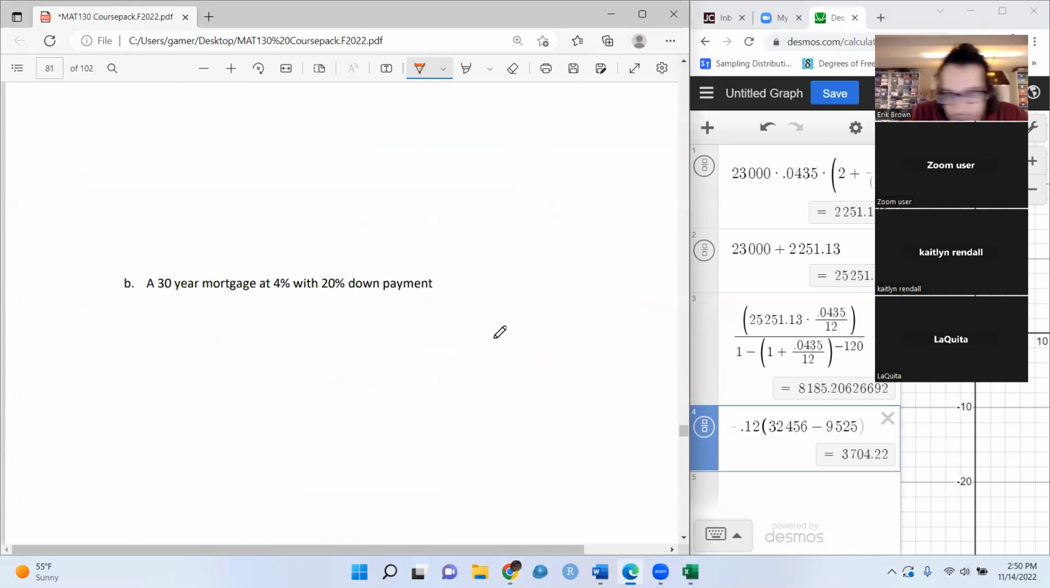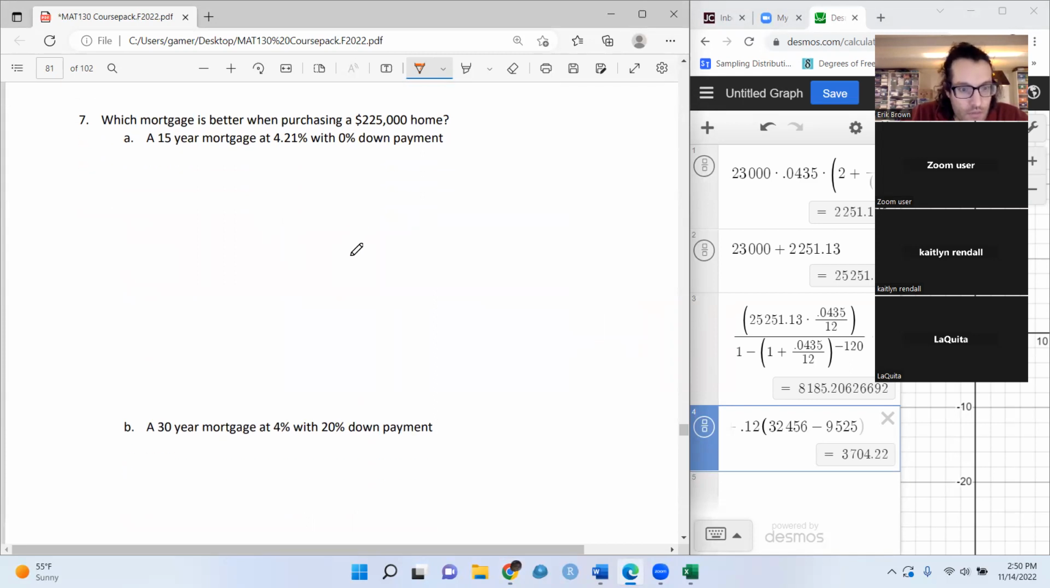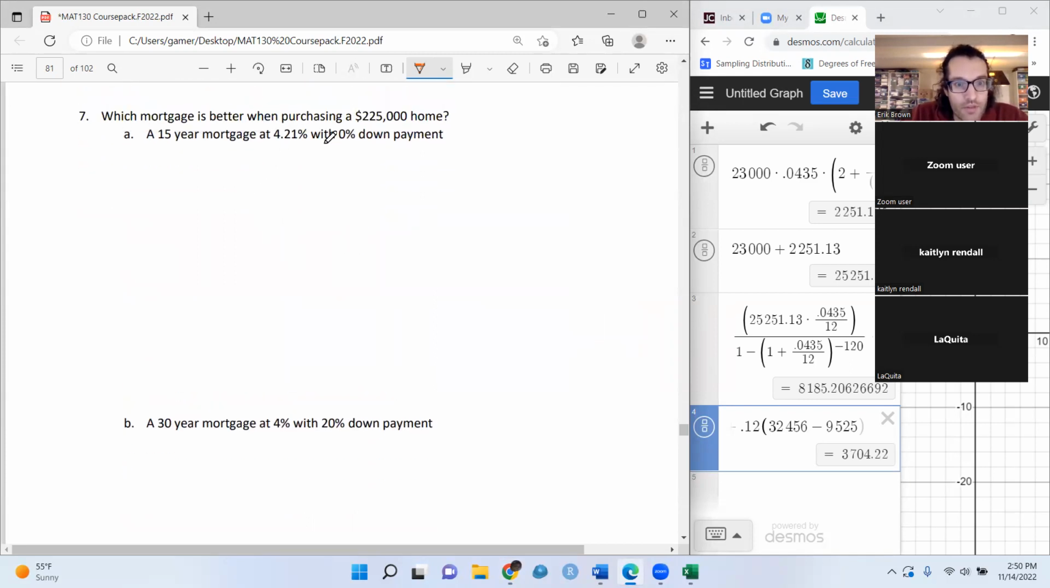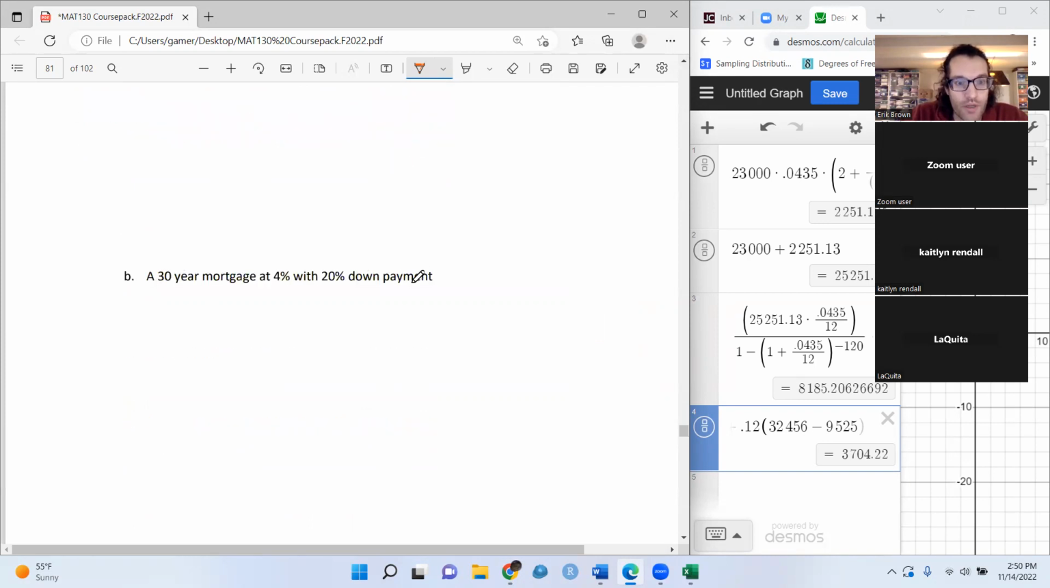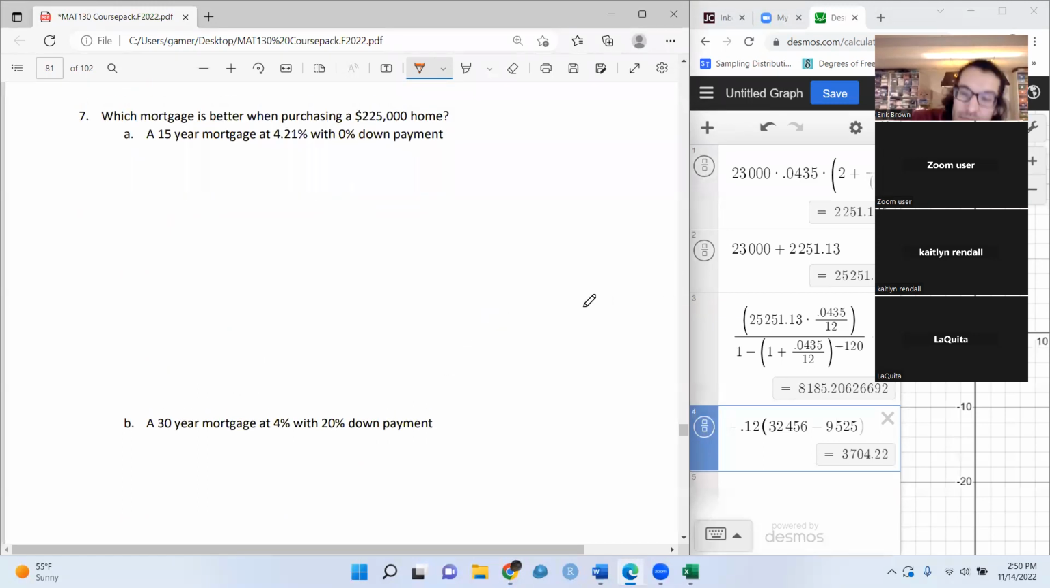Here's a mortgage question. 10 minutes. We can do this. It says, which mortgage is better when choosing a $225,000 home: a 15-year mortgage at 4.21% with 0% down payment, or a 30-year mortgage at 4% with 20% down payment? For the sake of time, I'm just going to work through this one with you. But this is the same question as what is better, a $2,000 down payment or no down payment at all for the car? Meaning, let's get the total cost and then reason our way back through the monthly payment and the total cost.